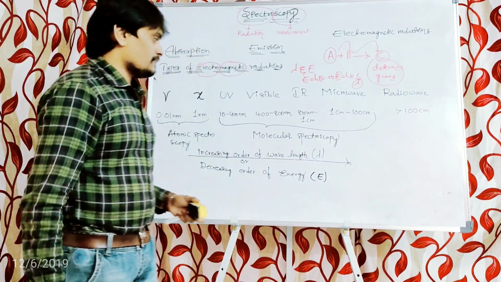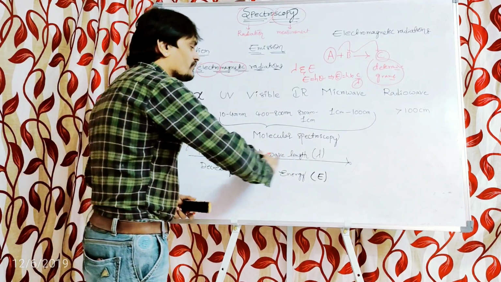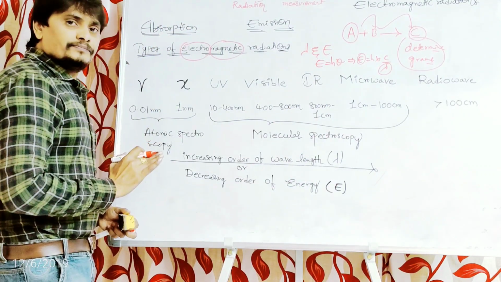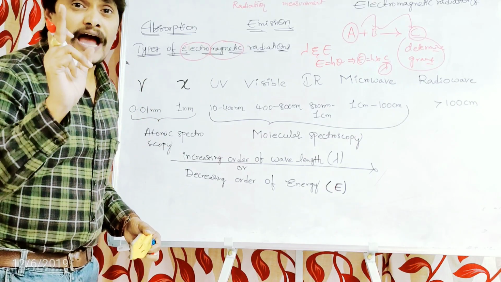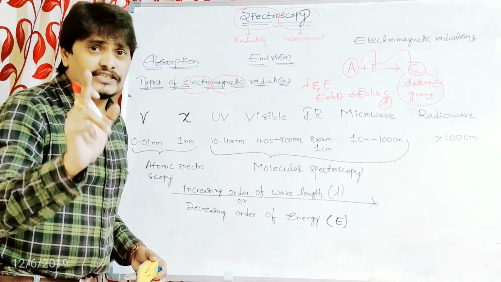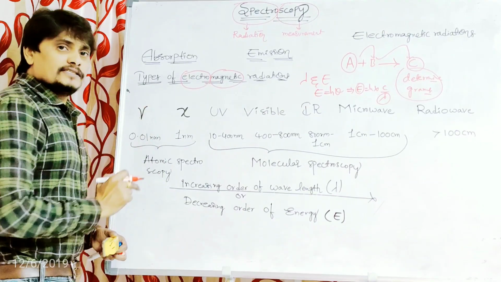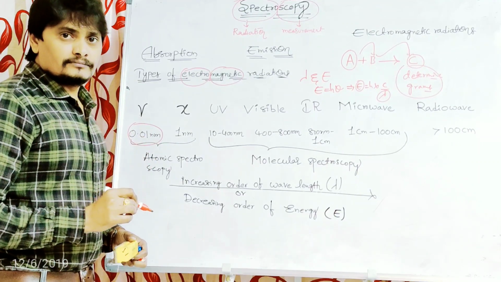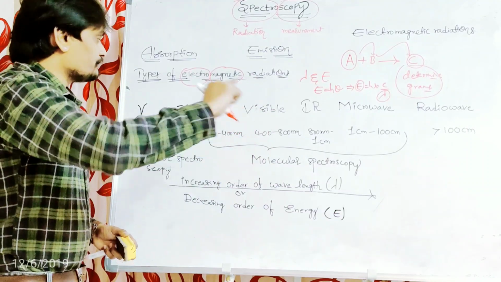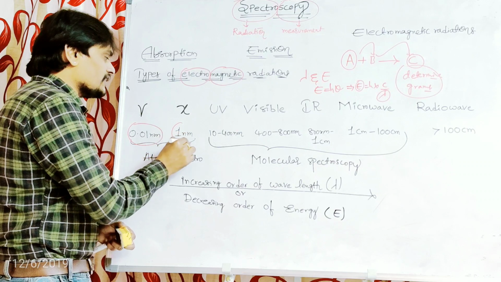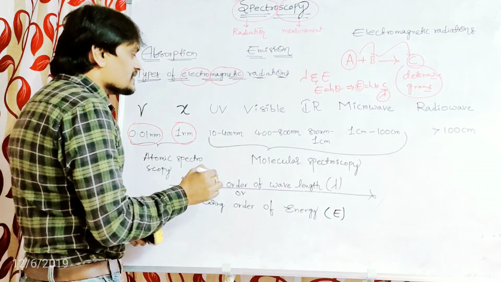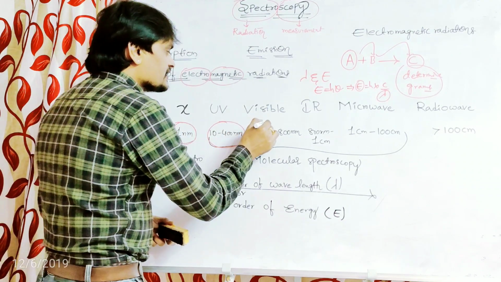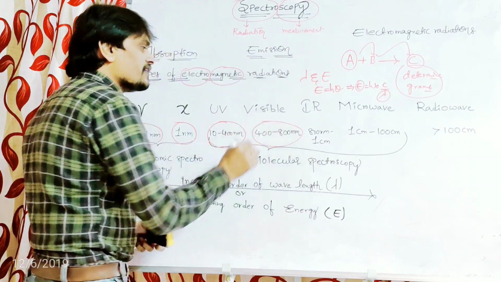Now, I am going to write the increasing order of the wavelength, students. First, gamma radiations. All these are electromagnetic radiations, as I have already explained. Gamma radiations are associated with 0.01 nanometer. It is the increasing order of wavelength, right? Now, X radiations are associated with 1 nanometer. UV radiations are associated with 10 to 400 nanometers. Visible radiations are associated with 400 to 800 nanometers.